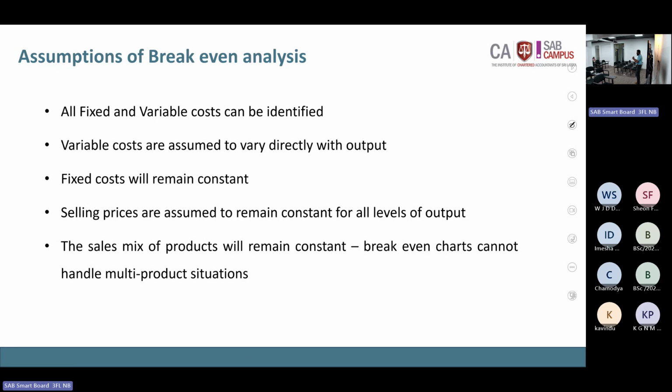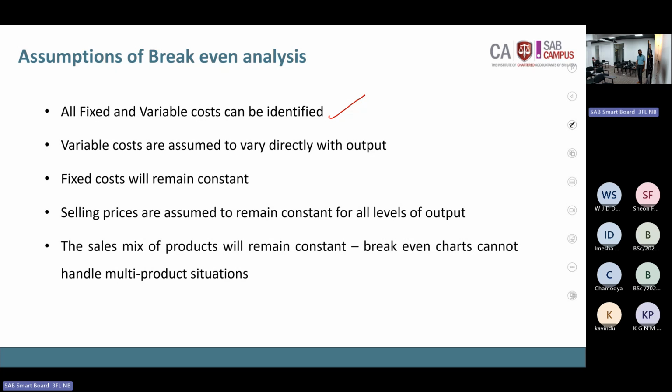So we assume that all the fixed and variable costs we can identify and we can categorize properly. But in practical situations, we can't identify. Sometimes there are some costs that, if we look today, exist as a fixed cost, and after a few days it becomes a variable cost. Right? So it is difficult to identify all the fixed and variable cost, but for the calculation purpose, we put the assumption that all fixed and variable cost can be identified.